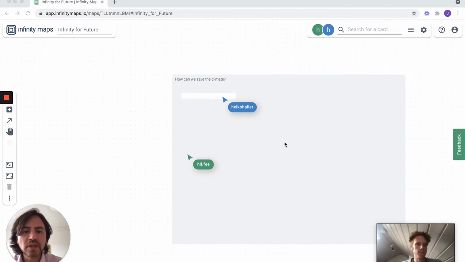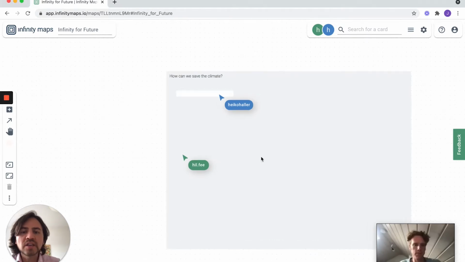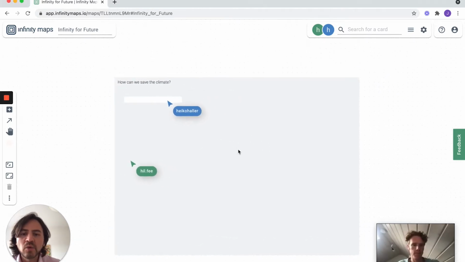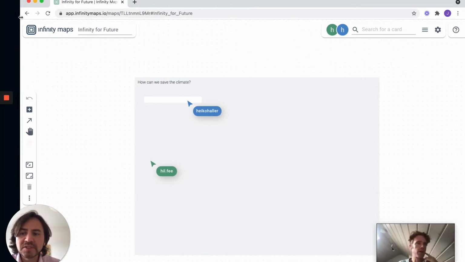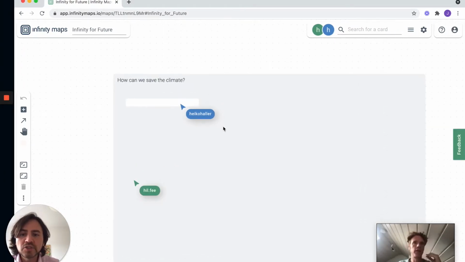For this, I have two of my colleagues within the call, Felicitas and Heiko. Today we want to show you how you can use Infinity Maps in order to brainstorm about a specific topic. The topic that we chose today is: how can we save the climate and how can we prevent climate change? In the next hour, we want to show you how you can use Infinity Maps to model this. Okay, so guys, let's start.